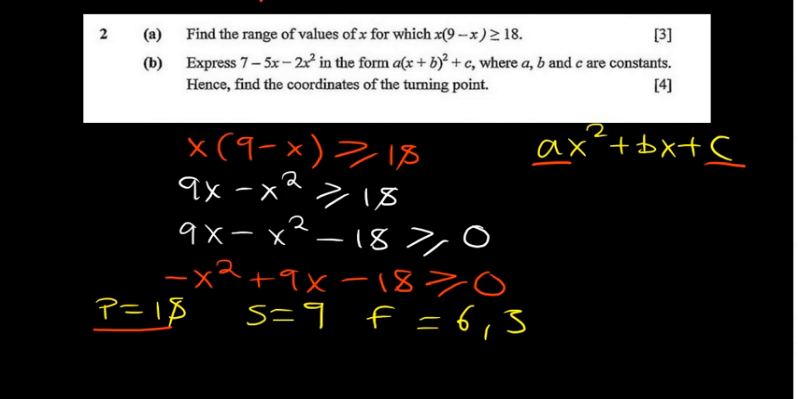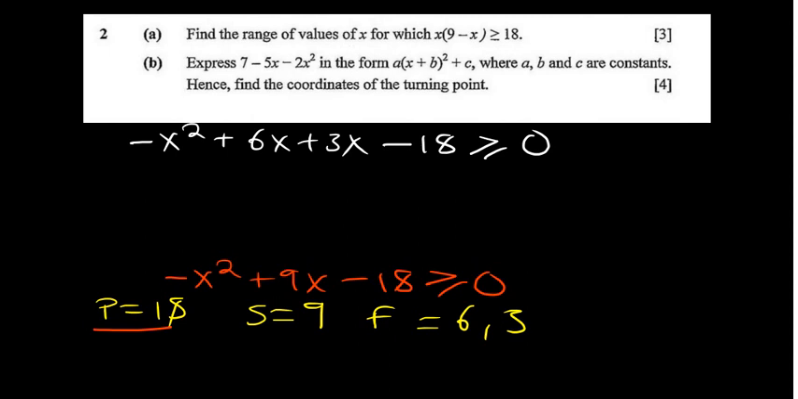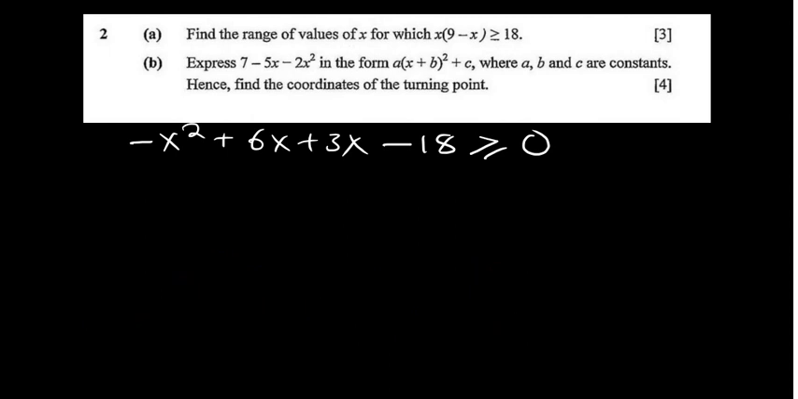Okay, so let's now try to factorize. So how do we go about it? Let me remove this part. When you've determined the factors, they come to represent the sum. So we have negative x squared, and where there is a sum, we put 6x plus 3x, which of course adds to 9x, then minus 18 greater than or equal to 0. We can now group the two parts, separate them and then factorize.